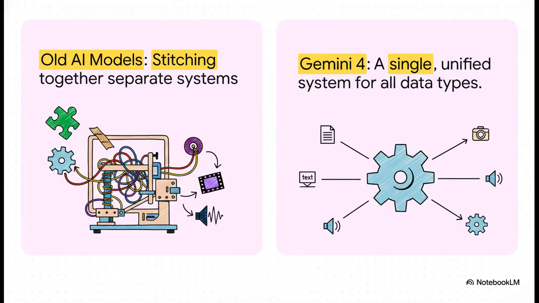Most AI models you've ever used, think ChatGPT, think older versions of Gemini, they were all built by kind of stitching together different parts. One system for understanding text, another for images, another for audio. It worked, sure, but it was clunky. Gemini just tossed that whole idea out the window.